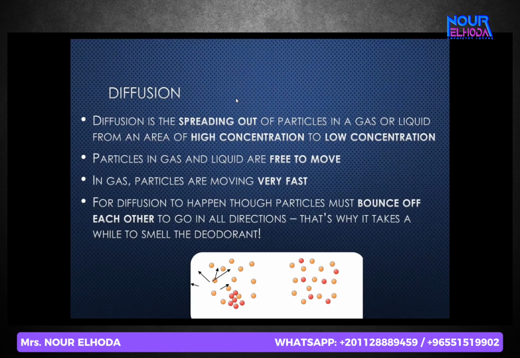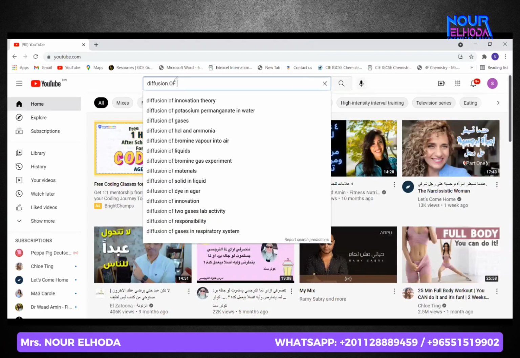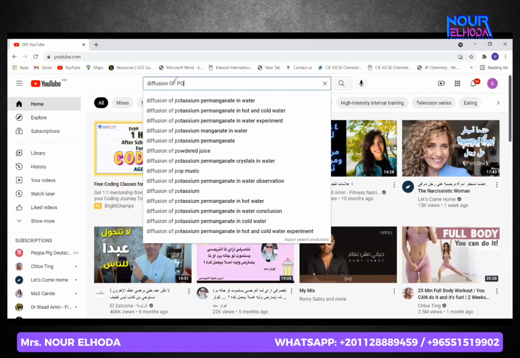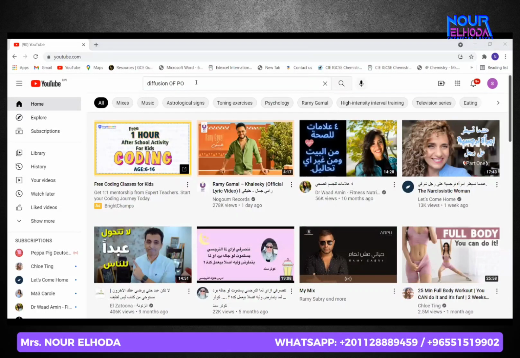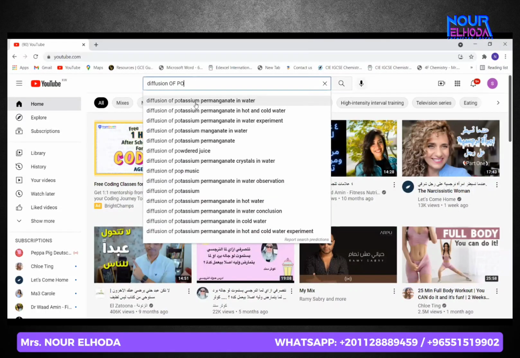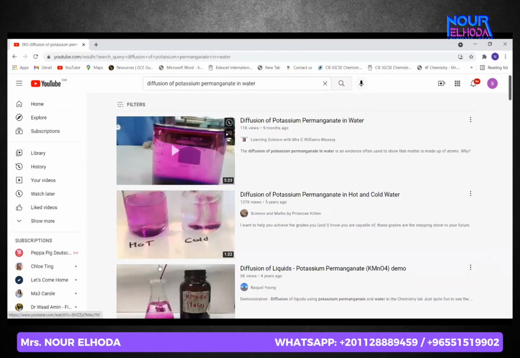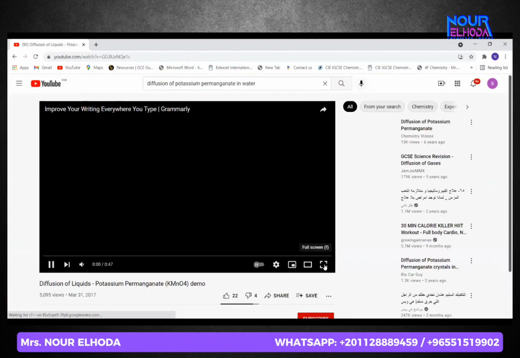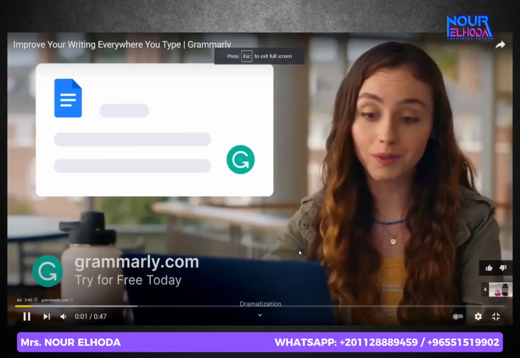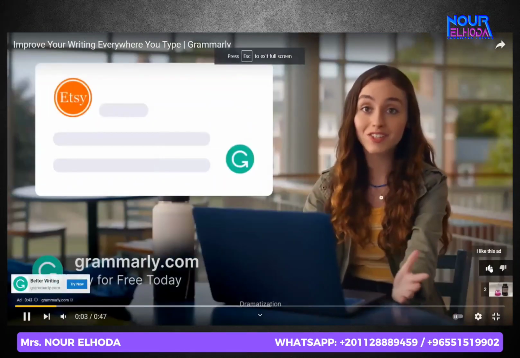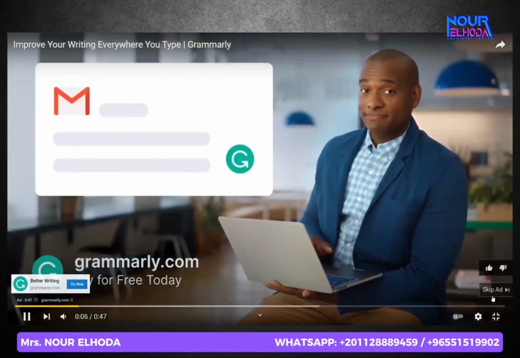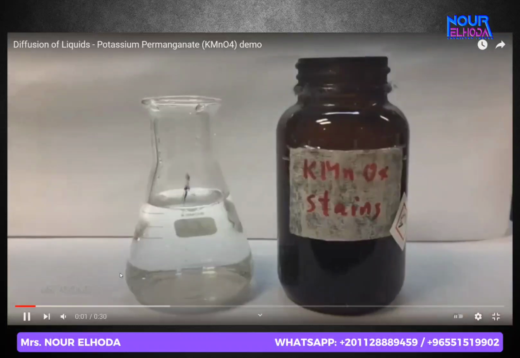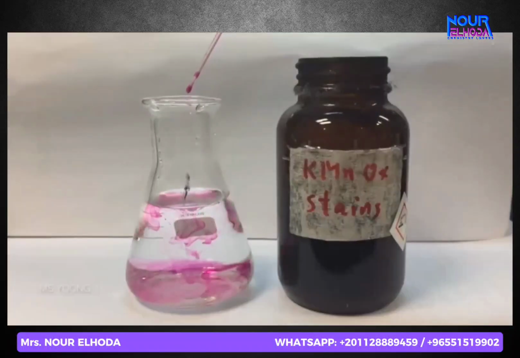Okay, let's see. Check it out with me, this one. This is diffusion. This is diffusion in liquids first. Check with me this one. Tell me, what is your observation?